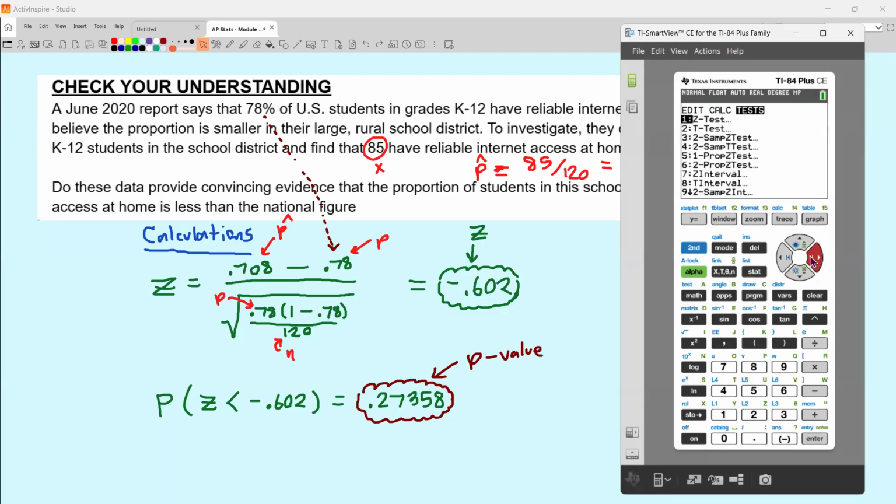Let's go to our stat menu and test all that out. So this is going to be stat test 5. Our null is going to be 0.78. The X value will be 85, and the sample size is going to be 120. This is going to be a less than, so change your alternative to less than p0. And I'm going to go to draw in this case.